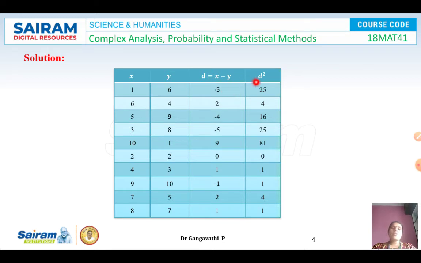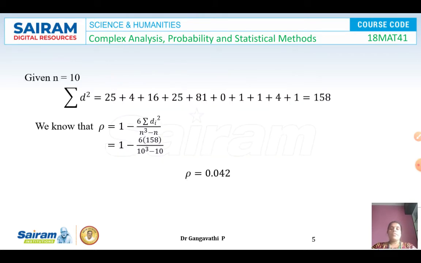So now let us square the d values and tabulate them here. Minus 5 whole square is 25, 2 square is 4, minus 4 square is 16, 5 square is 25, 9 square is 81, 1 square is 1, minus 1 square is 1, 2 square is 4 and 1 square is 1. So proceeding further, there are n is equal to 10 values.